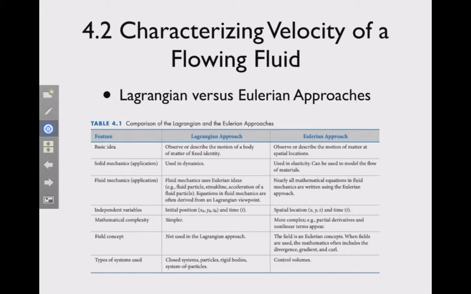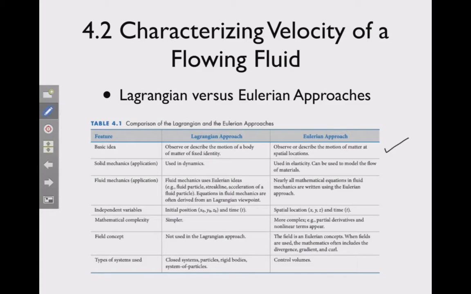So let's just quickly go through some key points about Lagrangian and Eulerian approaches. We'll talk about this more later, but just some key points. The basic idea, you should get this for sure, is that the Lagrangian approach observes or describes the motion of a body of a fixed identity, that is a fluid particle. You would be following a fluid particle along as it drifts along in a fluid, like as if you were in a raft in a river, for instance, or a piece of water in a river.